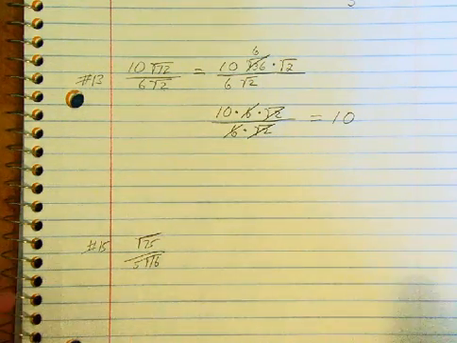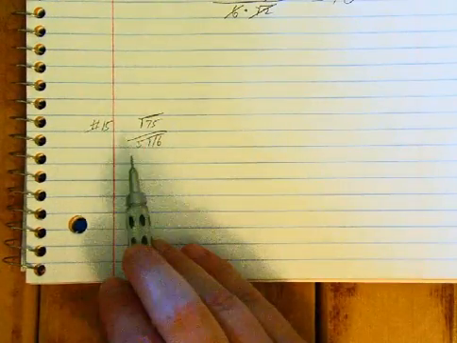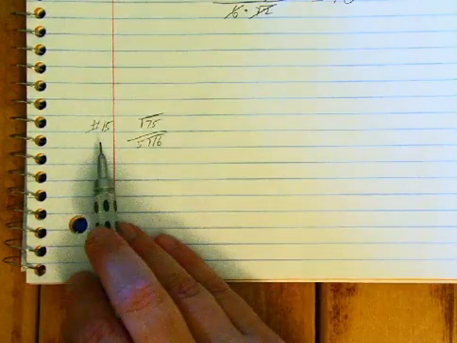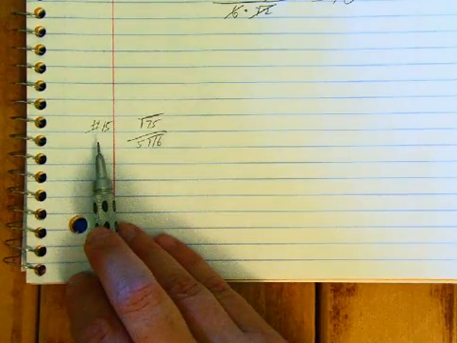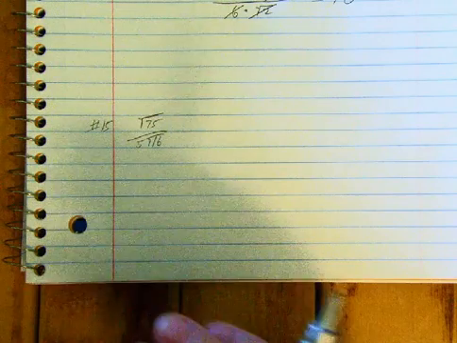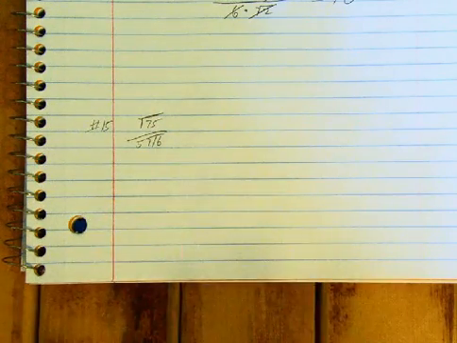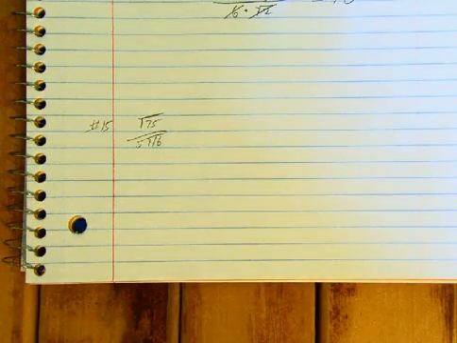Okay, let's do one more of these. So this one looks a little bit different. So we've got a square root of 75 over 5 square root of 16. This is number 15 in your packet. So again, I am going to try to break this down into pieces that are easier to work with.